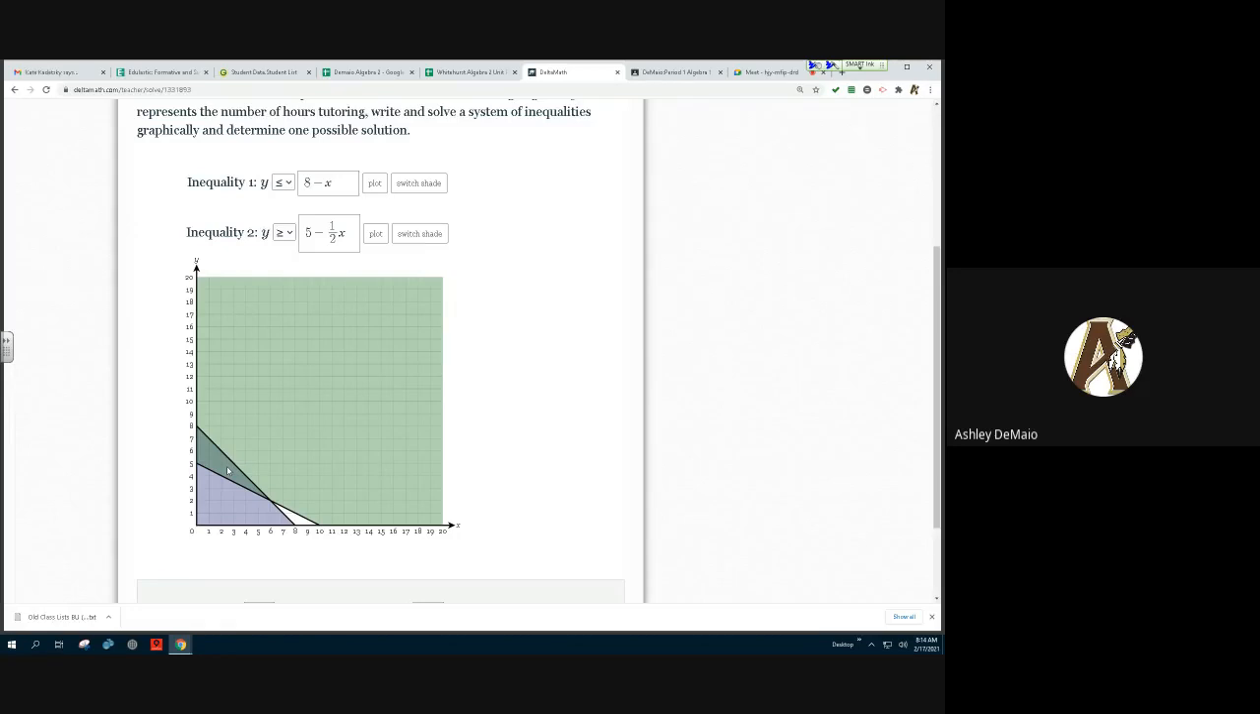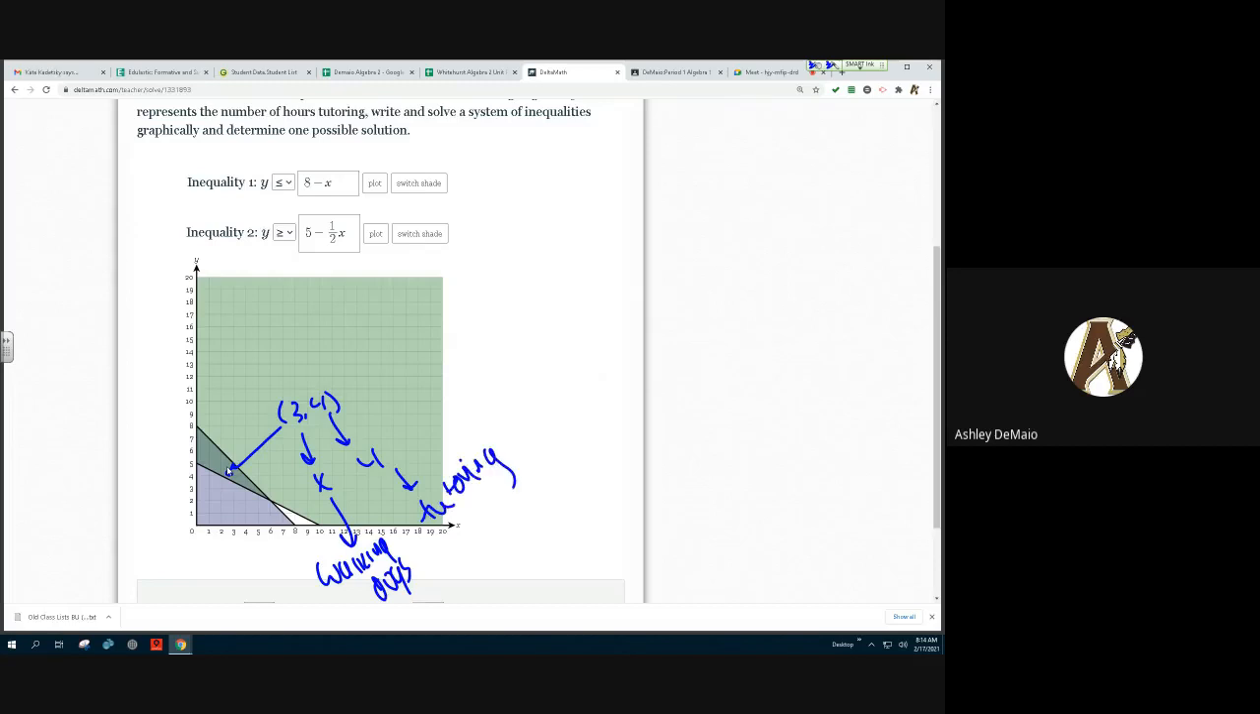Let's say 3, 4. 3, 4 is right here. That's a possible solution. Okay, so he could work 3 hours walking dogs and 4 hours tutoring, right? Because X and Y, so this was walking dogs, and this was tutoring.